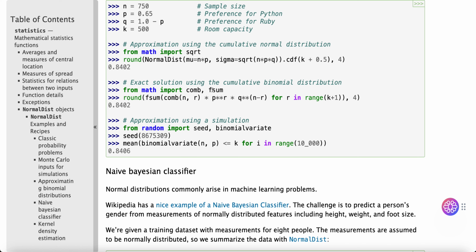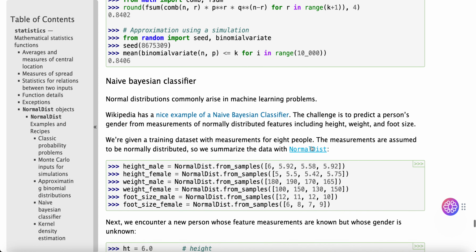From math, import comb, fsum. round(fsum(comb(n, r) * p**r * q**(n - r) for r in range(k + 1))). And an approximation using a simulation. From random, import seed, binomialvariate. seed. mean(binomialvariate(n, p) <= k for i in range(trials)).